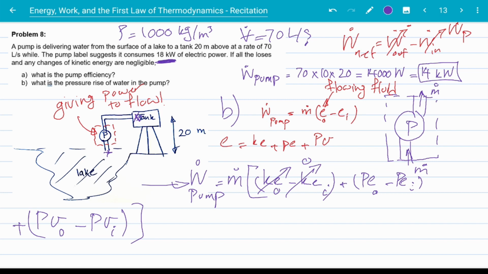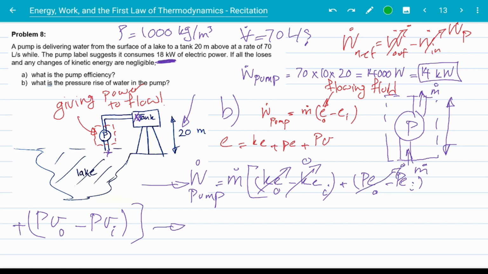Also, the difference of potential energy between the inlet and the outlet of the pump is this elevation, like the size or the height of the pump, which in comparison to the 20 meters that the water is rising is a negligible number. So this is going to be neglected as well.